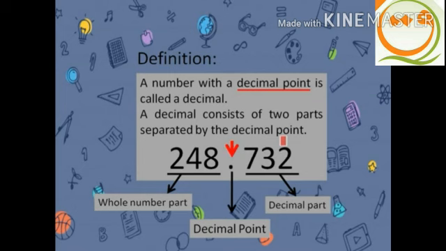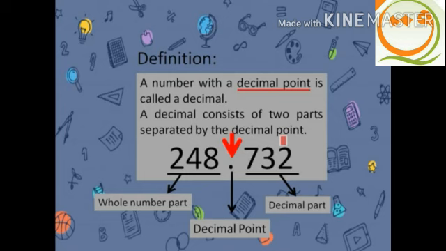The whole number 248.732 will be read as 248.732. Now we can see that this decimal point is dividing the whole decimal number into two parts. The part on the left side of the decimal point is called the whole number part, and the part on the right side of the decimal point is called the decimal part.